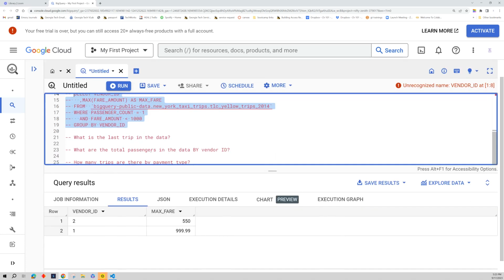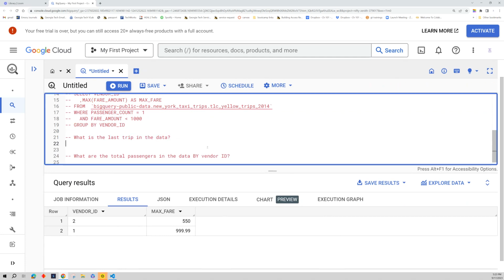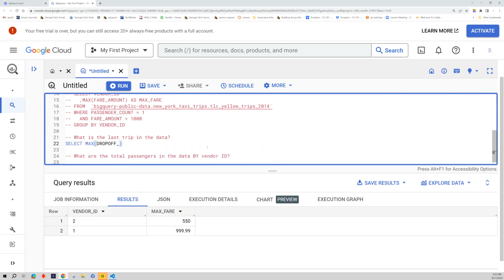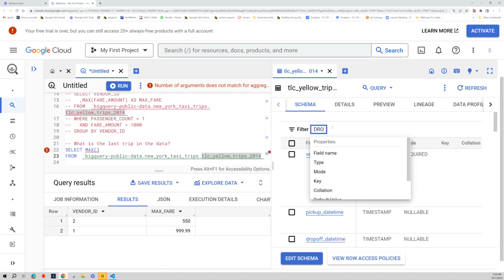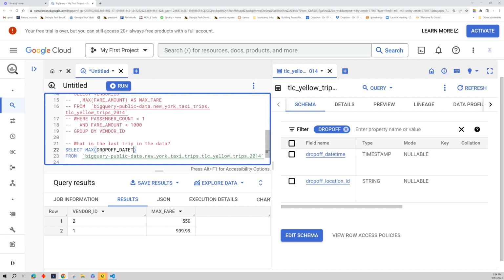Okay. Question 3, what is the last trip in the data? So this doesn't have a group by or anything. So we can just do select max drop off. Can't remember what it's called. Let's look at the table. And we're going to search drop off date time. What is the max drop off date time?